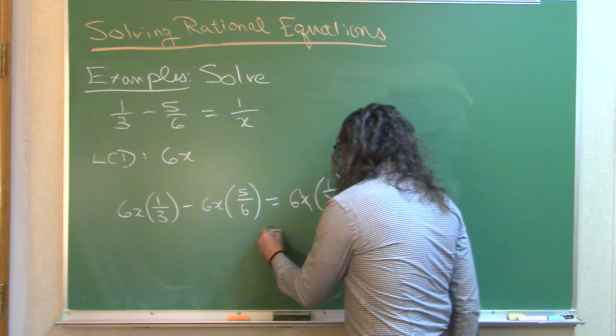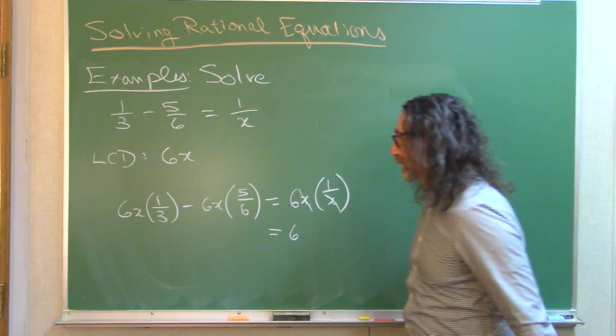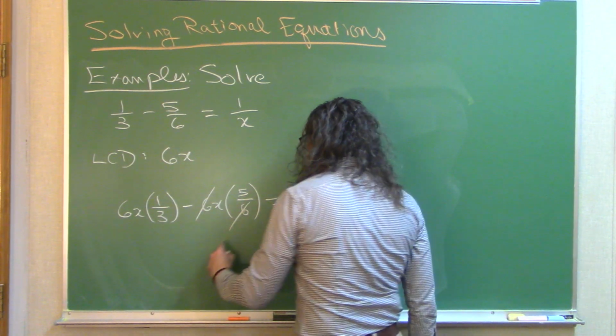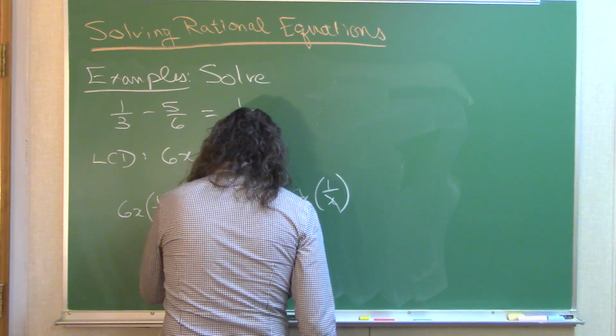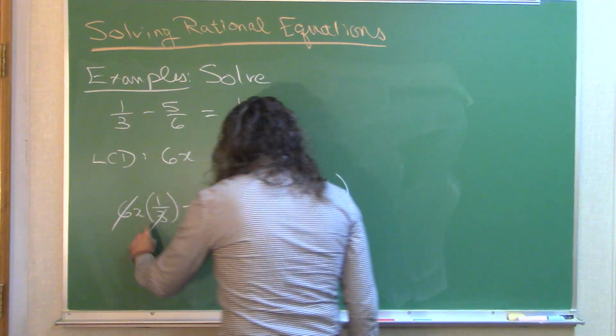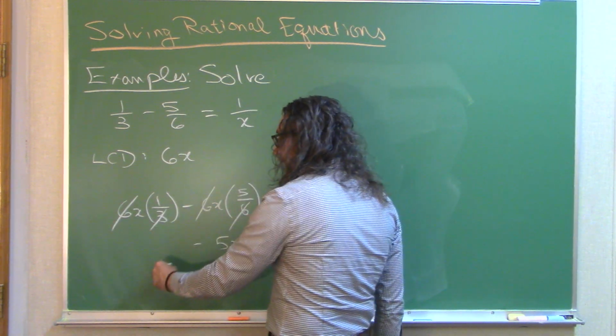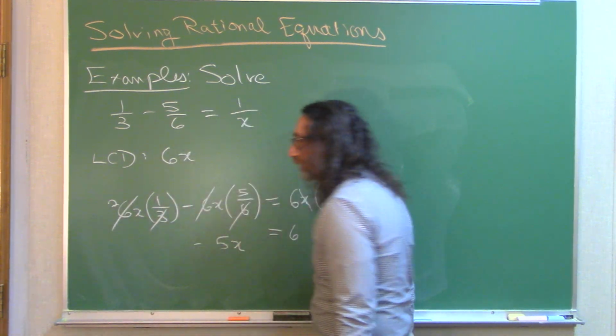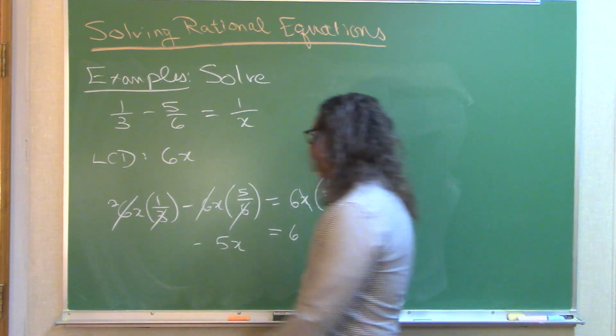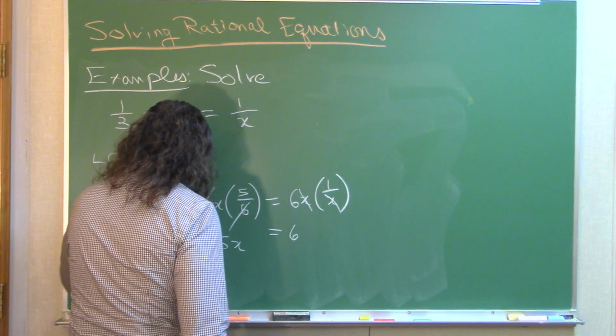X is canceled. We are left with a 6. Over here, 6 is canceled. Minus 5x. Over here, the 6 cancels with the 3, leaving a factor of 2. So 2x.